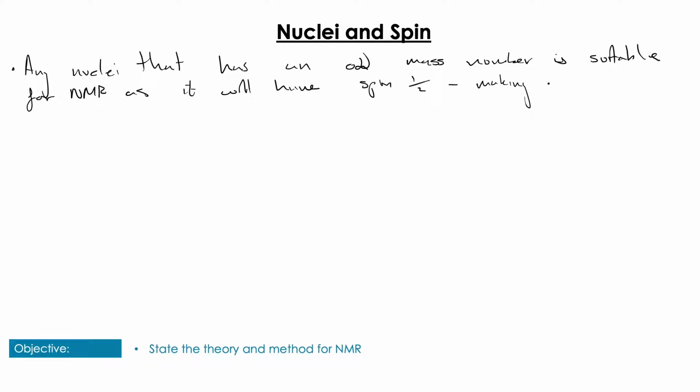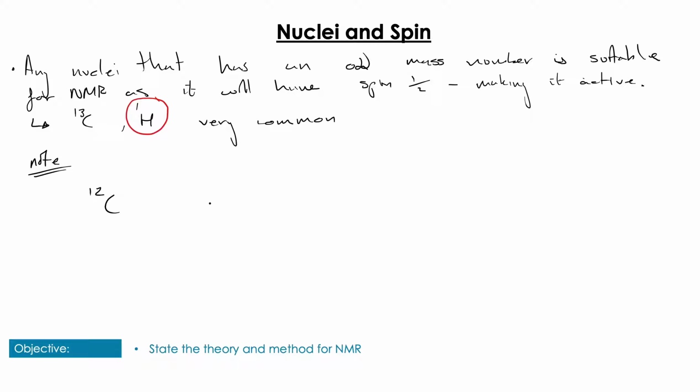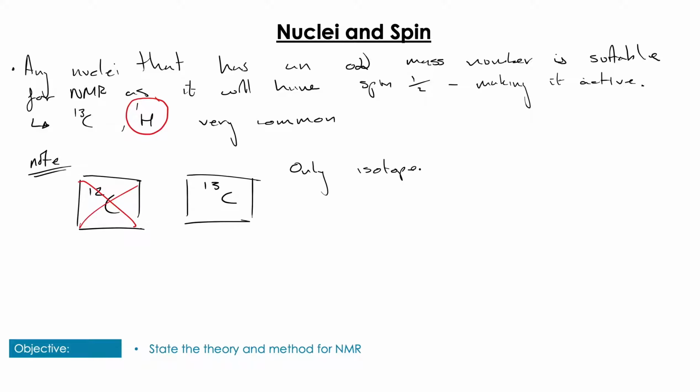And this means that it's going to make it active inside that magnetic field that we looked at when we looked at the setup of our NMR. So common are carbon-13 and proton NMR, H-1, which is what we're going to focus on. So that means that some isotopes of elements will not be active. Carbon-12, for example, has an even number, and so only the carbon-13 isotope with the odd mass number is going to be active for NMR.